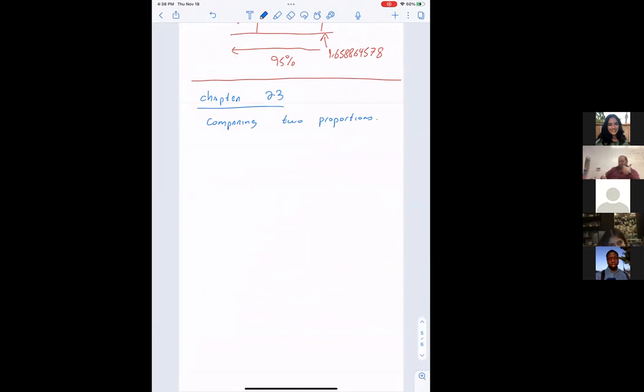Not small. The example takes a while, lots of computations, but the actual conceptual idea is pretty straightforward. So now we're doing two proportions, and as always, we have two scenarios to cover: confidence intervals and hypothesis testing. The book is going to do confidence intervals first.